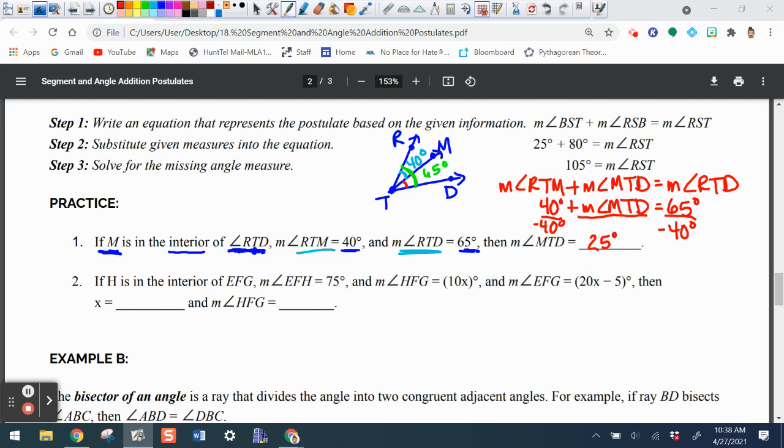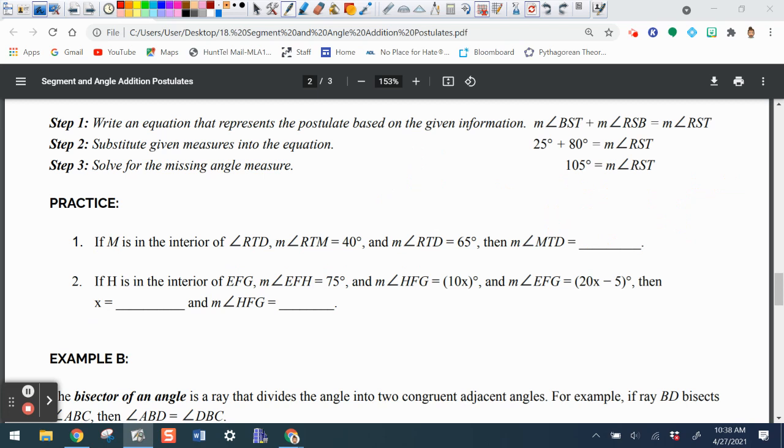Now keep in mind all angle measures are in degrees. We're not dealing with centimeters or inches or anything, so always put that degree symbol after our value, especially if we're looking for a degree. Sometimes, like on item 2, x is not in degrees. So now let's look at item 2.